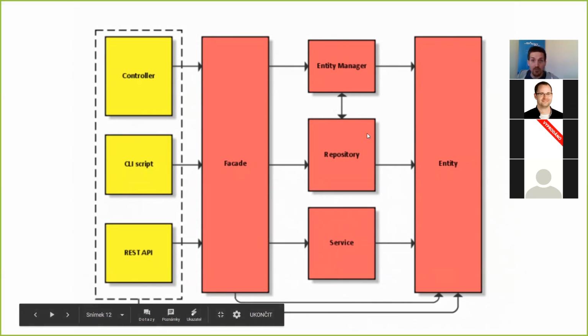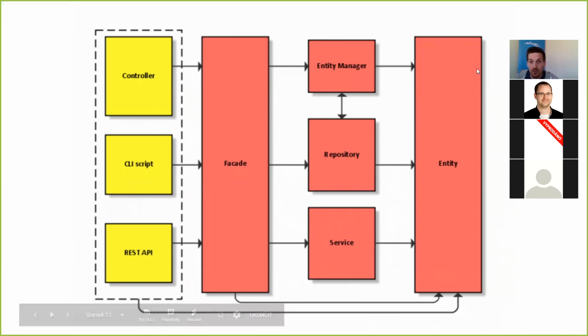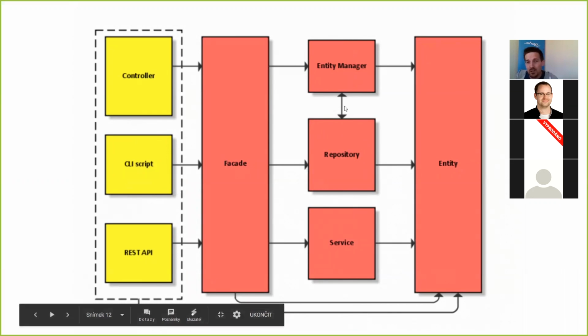Then I already mentioned repository, which is the type of class that is used to fetch objects from database. And when I say objects, I mean entities, which are here on the right. And then there are other types of classes. Entity manager, this is something that you probably know from Doctrine. And service, I should not forget about service.